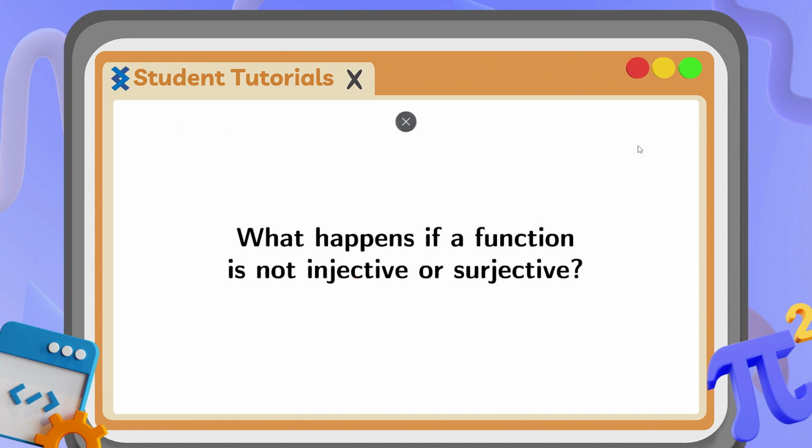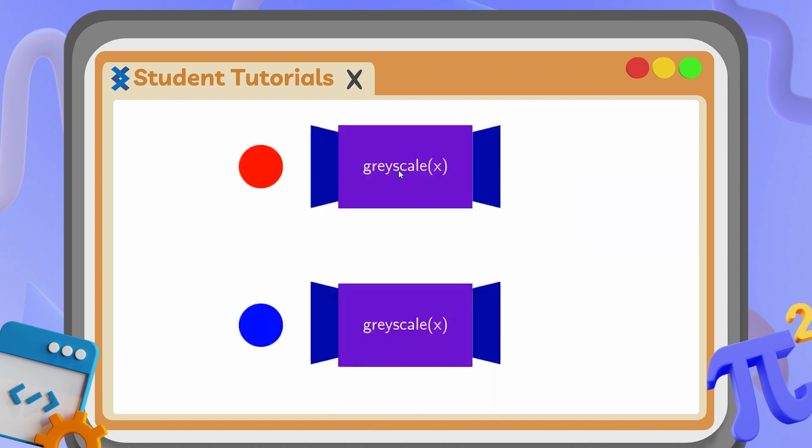So what would happen then if a function is not injective or surjective? So let's say we have some arbitrary function grayscale, which basically transforms these colored circles into its grayscale counterparts. So let's say we input them into this function, and let's say our output would be something like this. So since the red and blue circles generated the same output, this is a not injective function.